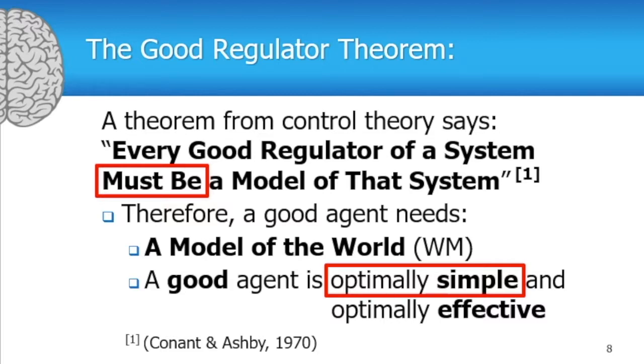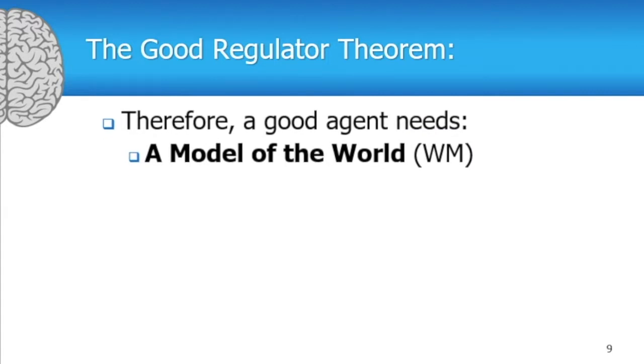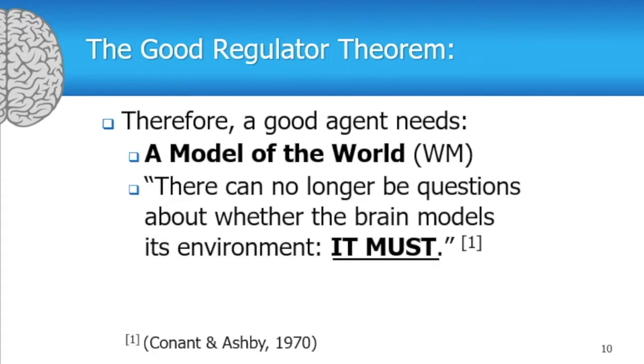Evolution is certainly not noted for producing the simplest possible solution to a problem, so we are probably not optimally simple. All this means is that instead of being equal to a model of the world, we simply need to contain a model of the world. In the last paragraph of this paper, the authors discuss brains. And in the last sentence of that paper, the authors state, "There can no longer be questions about whether the brain models its environment. It must." I added the emphasis on "it must." Thus, the human brain must contain a model of the world.